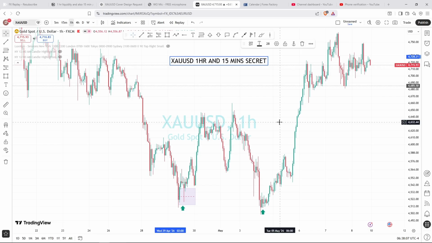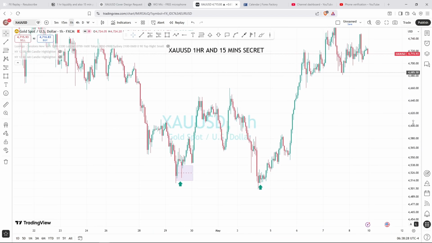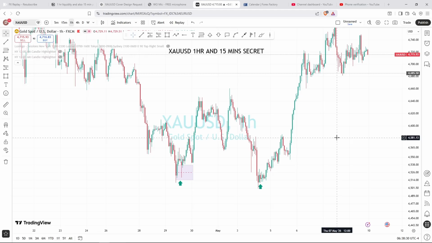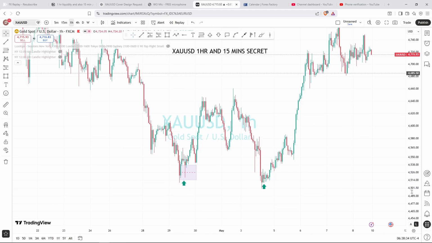You are planning to take a trade, and then a 1 hour fair value gap or order block, let's say, forms above you, and in your mind you think this 1 hour fair value gap or order block can reverse price, take me out, and then continue in our direction. But this is not the case mostly on gold. So I'll be showing you some examples and explaining.